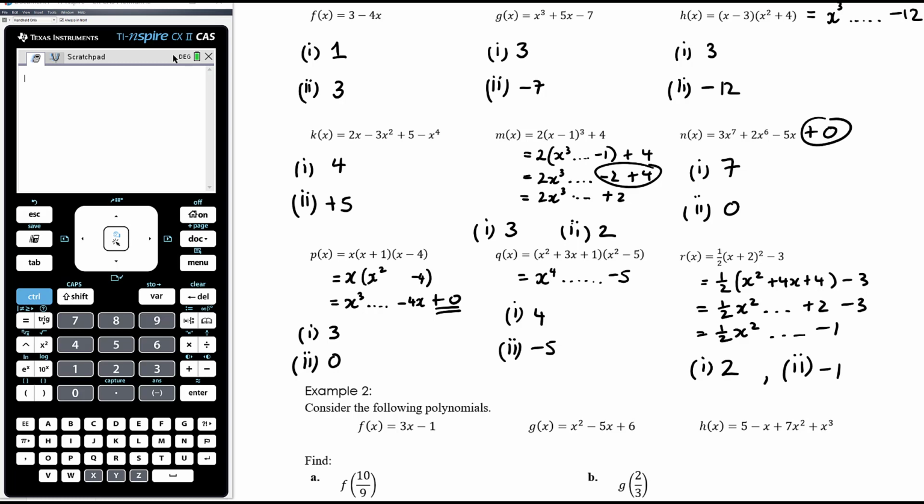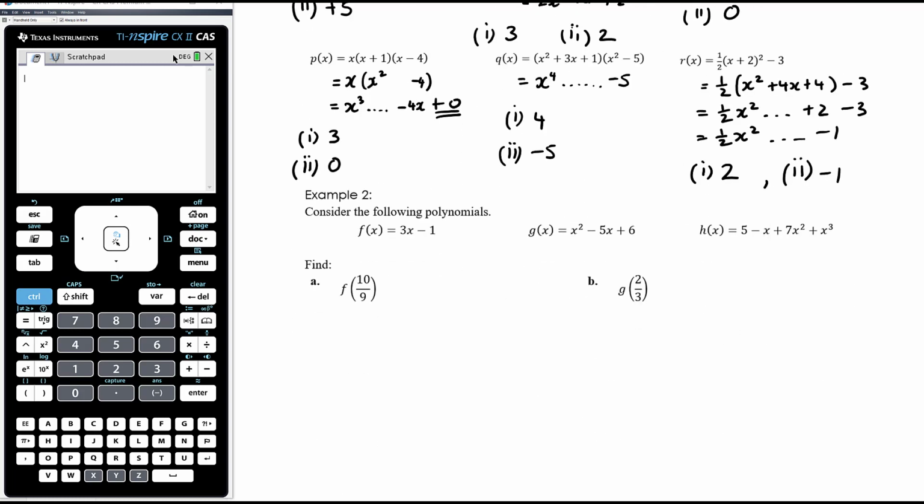Okay, example 2. Consider the following polynomials. So we've got 3 polynomials here. F of x, which is a degree 1 or linear polynomial. G of x, which is a degree 2 or quadratic polynomial. And h of x, which is a degree 3 or cubic polynomial.